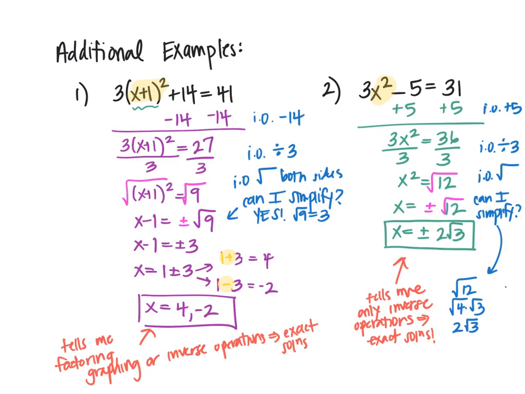For example 2, I got an answer of plus or minus 2 root 3, which has a radical in it, which tells me only inverse operations would have provided me an exact solution. I could not have factored it, and graphing would have only given me approximate solutions, which is not enough. So I would have to use inverse operations to get my exact solutions.